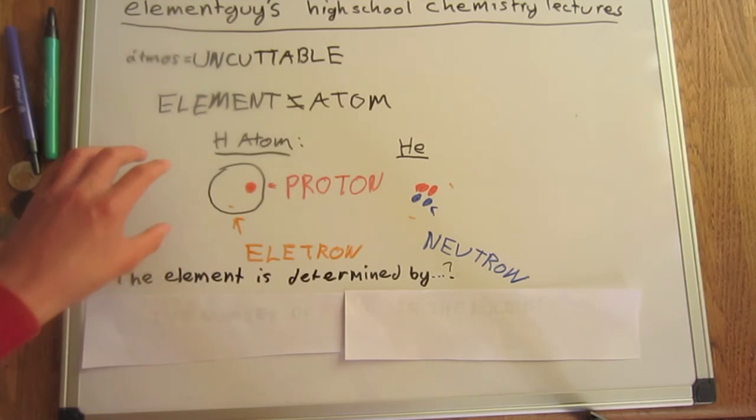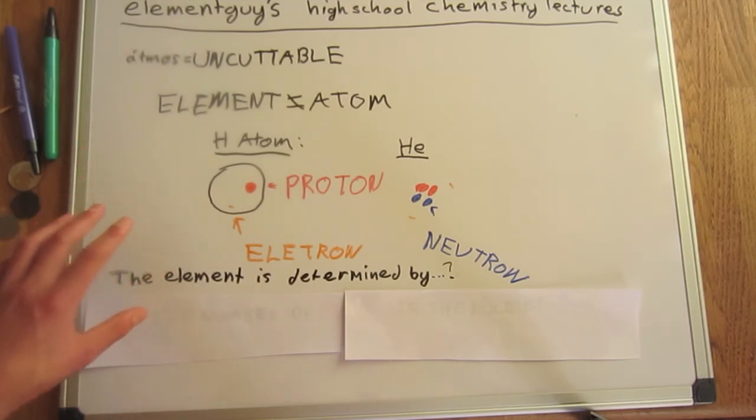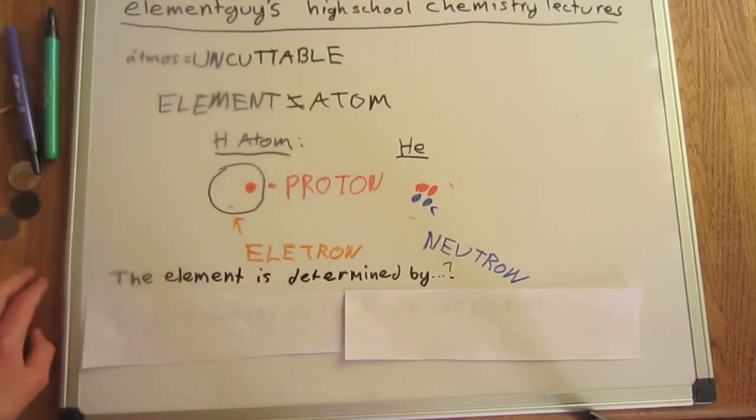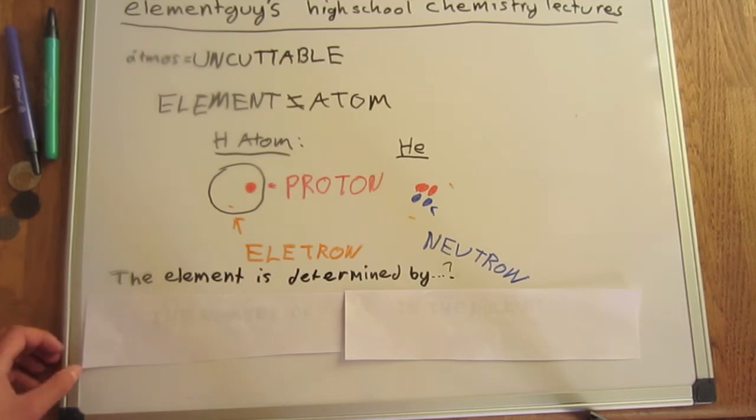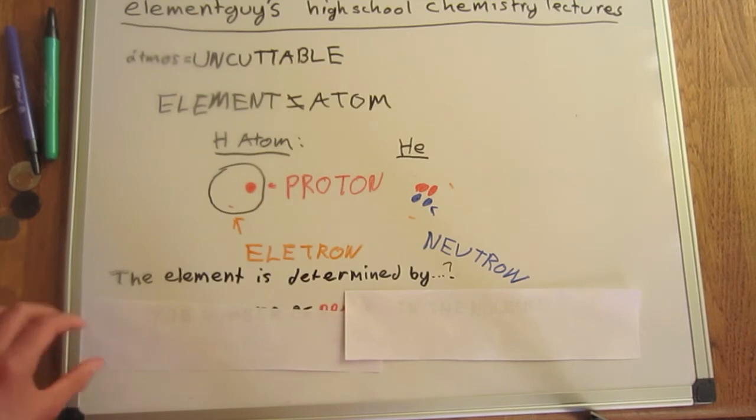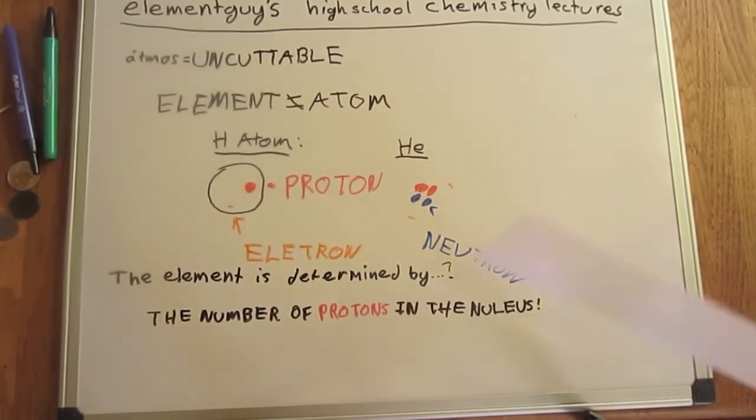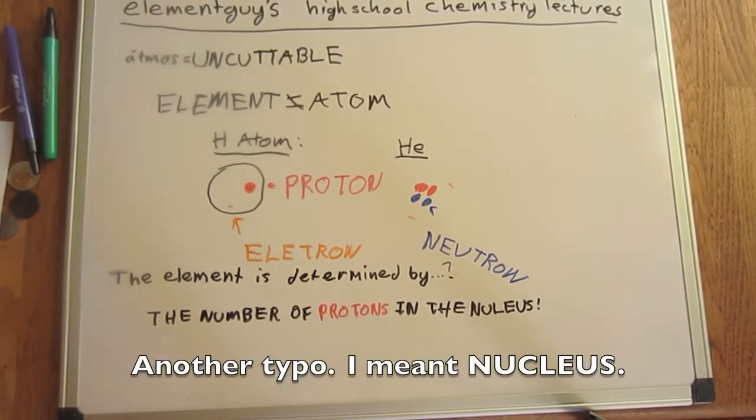Which elementary building block here of the atom determines what the element is, or what kind of atom it is? And it turns out that the answer is quite simple and straightforward. So it turns out that the number of protons in the nucleus determines the element. And the number of neutrons in the nucleus determines the isotope.